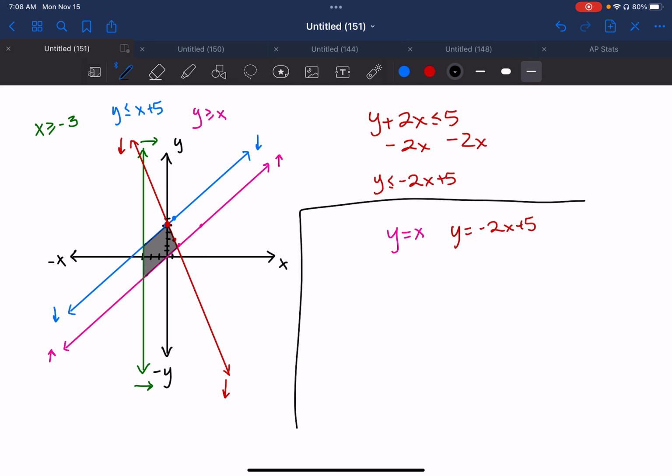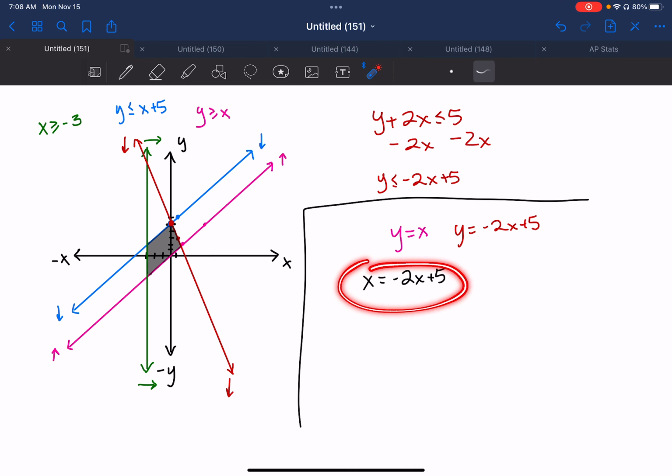Why don't I just substitute? I can replace y with x in that second equation. So I have that x equals negative 2x plus 5. Well, let's just solve for x. Get all the x's on one side, all the numbers on the other. I have one statement and one variable. Add 2x, I get 3x equals 5. And I get that x is 5/3.